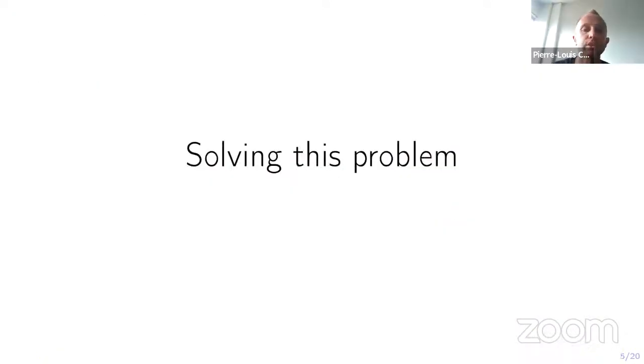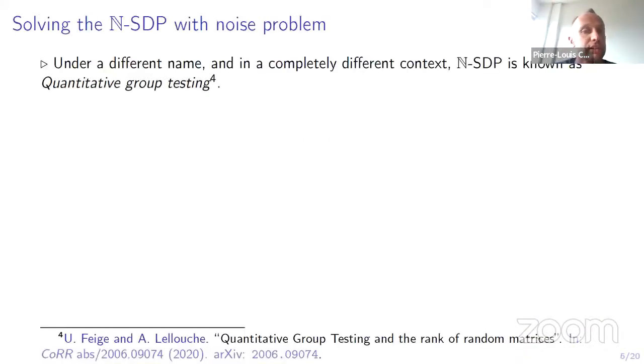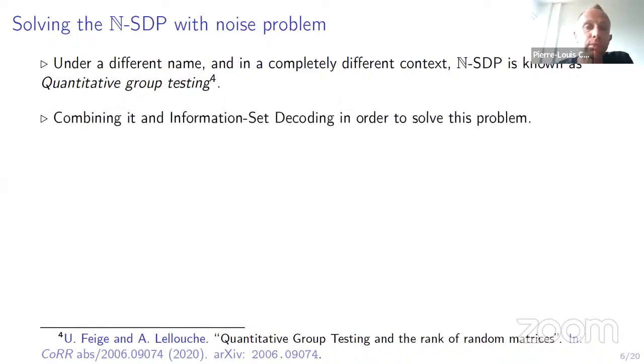Okay, so how can we solve it? In fact, it's a problem which has been studied in another context. You can find the paper on arXiv, which is called quantitative group testing. We combine some ideas from this paper with the very famous information set decoding algorithm that you all know now. And combining those two techniques, we succeeded in solving the problem.